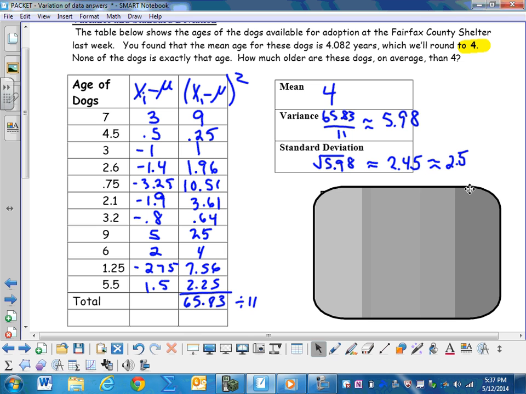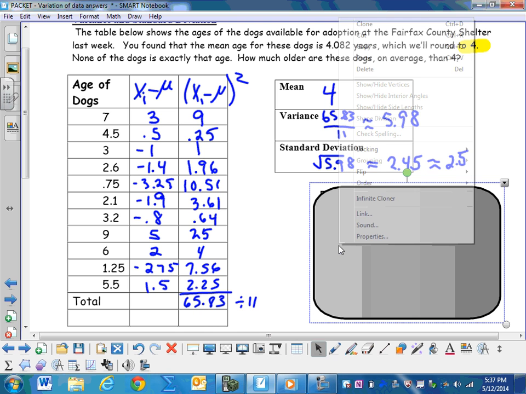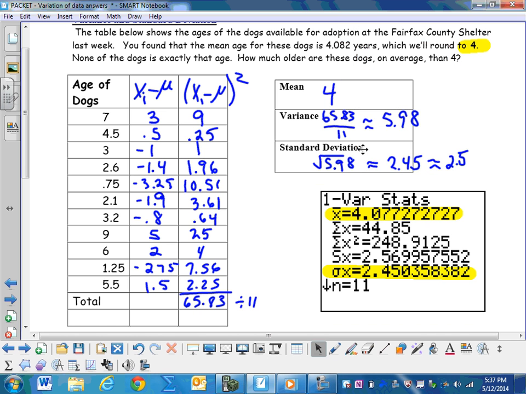So that was computing it by hand. But another way we compute it is to use our graphing calculator and enter the data set into our list, and then run a 1-Var Stats test. And we can see that indeed our x bar, or our mu, is 4, and then our sigma is 2.45. Now, if I wanted to find my variance using this, I would just have to square my standard deviation, since the standard deviation is the square root of the variance.